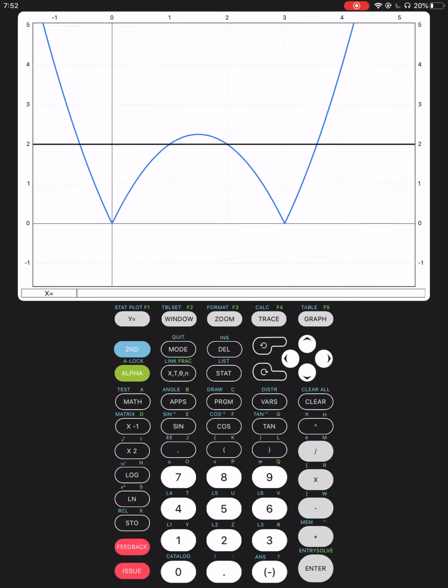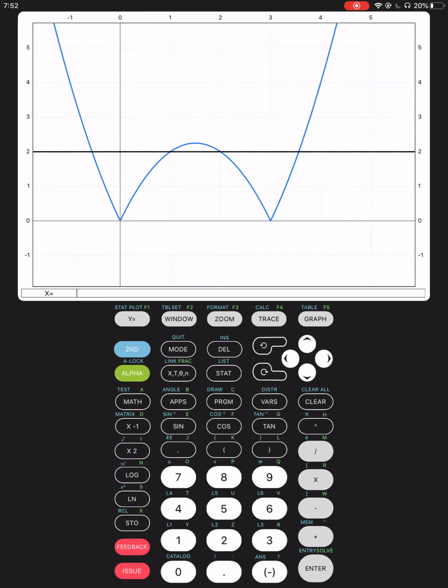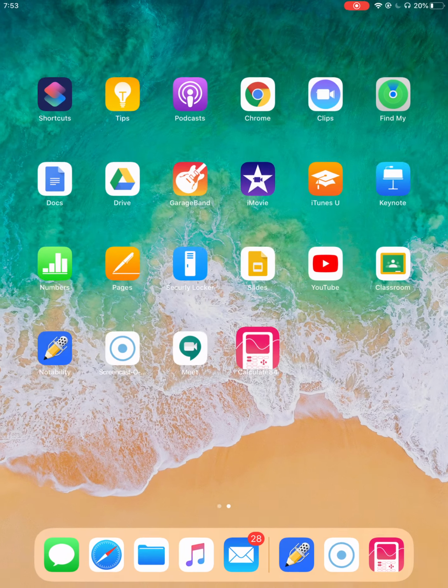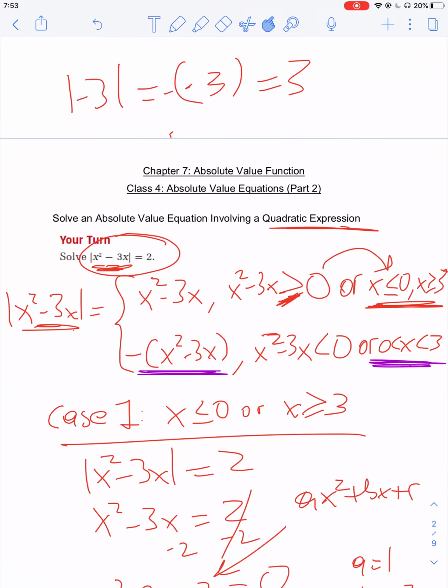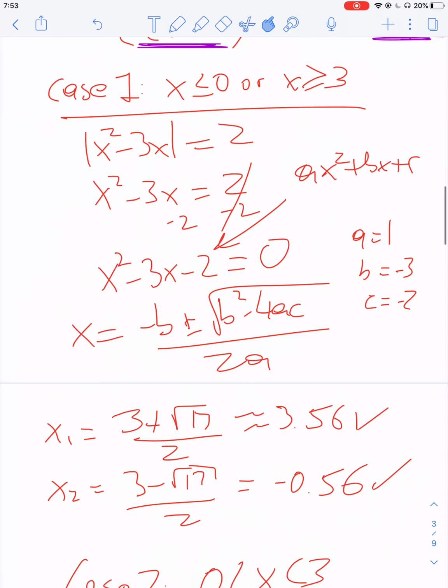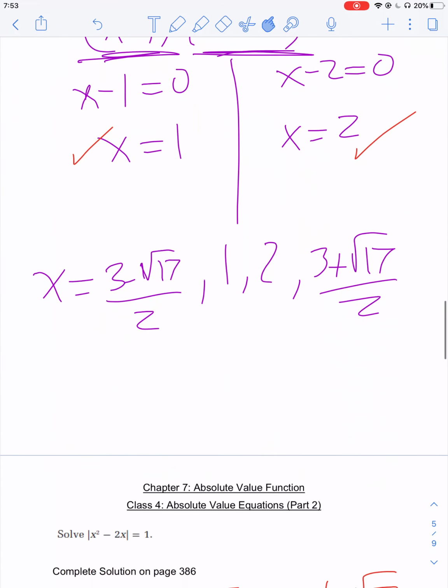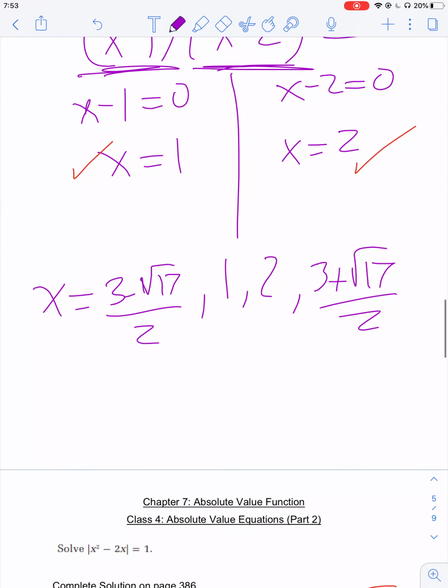So I think the maximum number of solutions that you can have when it comes to a quadratic, an absolute value of a quadratic, and a constant function is 4. So there you go. The algebra does not lie. So we have 4 solutions here. These are your 4 solutions.